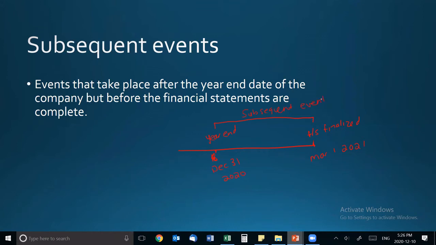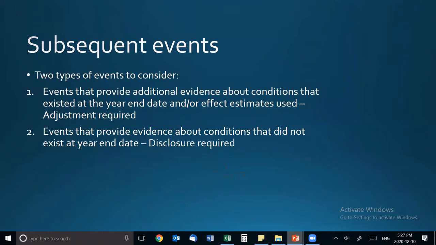event period, basically. Okay, so we need to figure out if anything happens between this time, do we have to change the financial statements? So year end was December 31st, but financial statements aren't finalized until 2 months later. So if anything happens between these two dates, what do we do with those events? So the events are categorized in two different types of events. Events that provide additional evidence about conditions that existed at year end, or events that provide evidence about conditions that did not exist at year end.